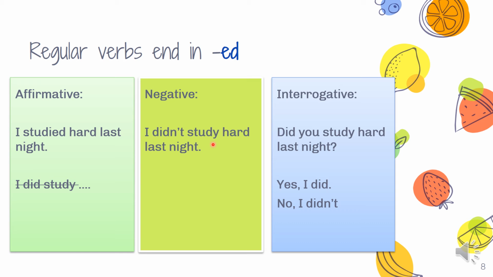And let's see the interrogative example. This is a yes/no question. Let's see. Did you study hard last night? Well, when you have a question, the auxiliary is going to appear. If you have the auxiliary in the question, the main verb remains in infinitive with no change at all. So, did you study hard last night? Yes, I did. No, I didn't.